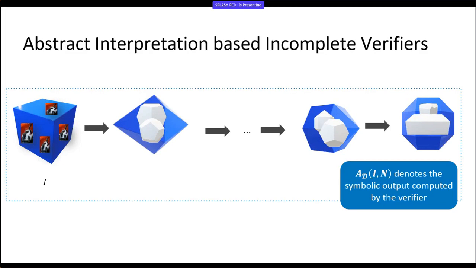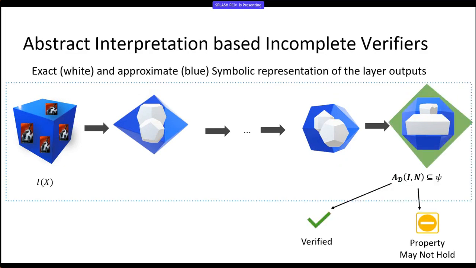In this presentation, we use AD as the function to represent this output at the last layer. So the incomplete verifier takes an input region I and a neural network N, and it computes this over approximation AD(I, N). Now, what these verifiers do is they check if this AD(I, N) region is contained within the green region, which is the property. If it is contained, then you can soundly say that the property holds. If it is not, being an incomplete verifier, it may just say that the property may not hold. So that is how these abstract interpretation-based incomplete verifiers work. And our goal is to make them work incrementally.